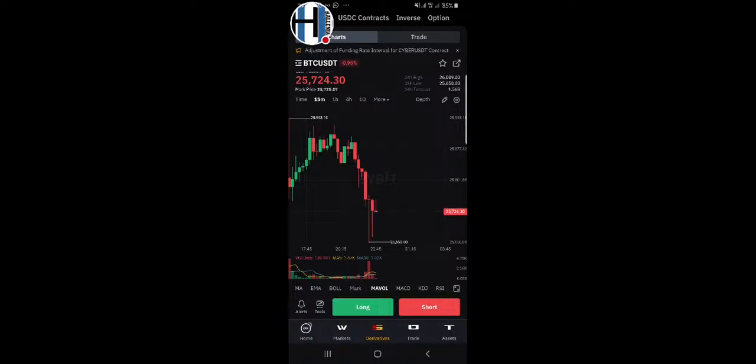This market is not supported with volume. The volume is very low, so it's not certain that this token has a high chance of going up now. So it's coming down. The probability of it going up is very rare because there's no volume to support this trade, support the market.